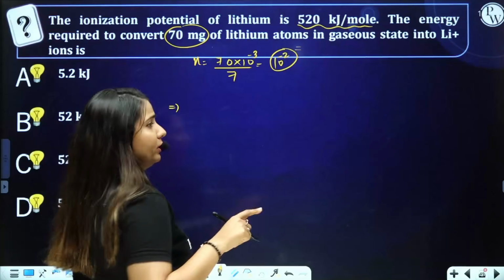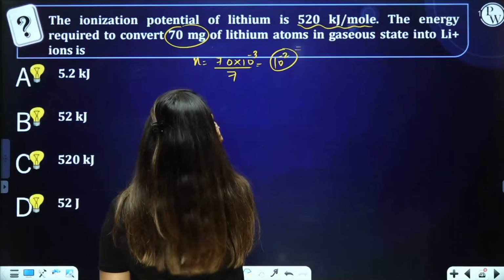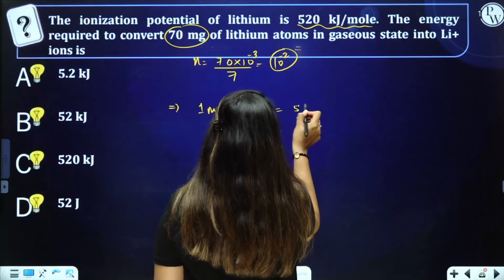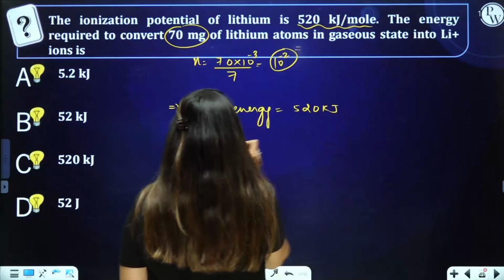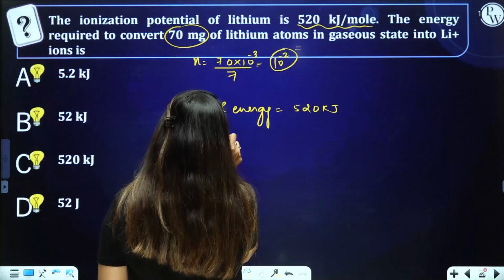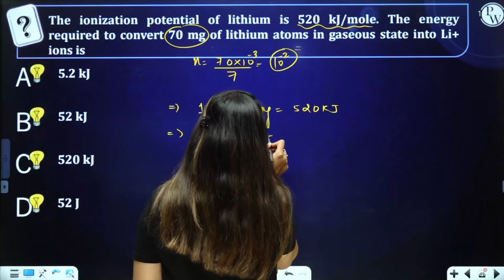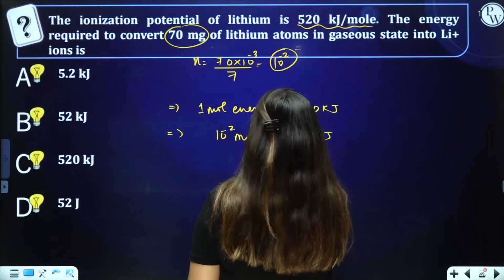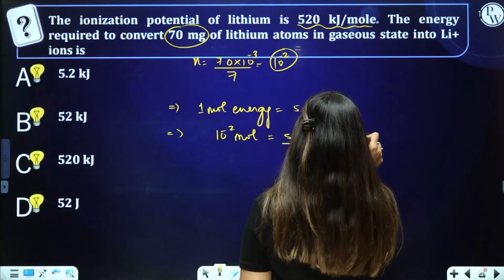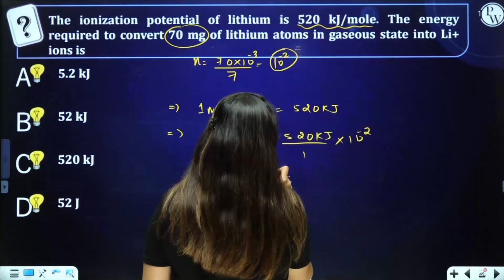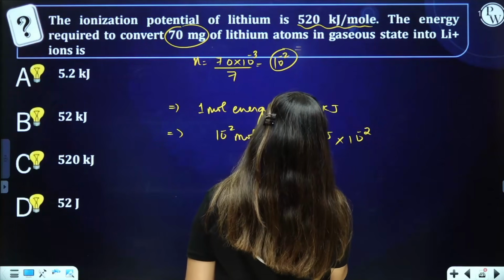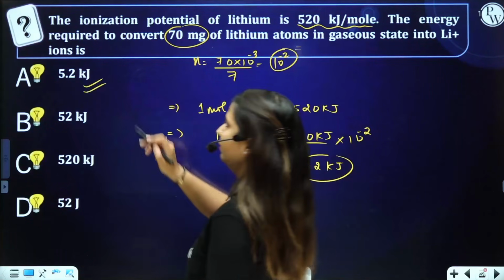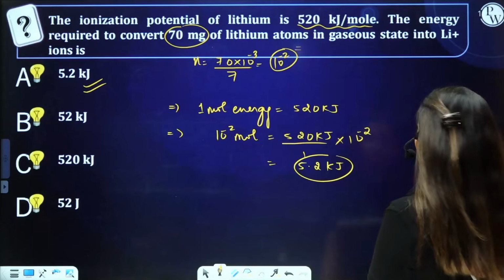Okay, if it is written per mole, that is for 1 mole. So for 1 mole, the energy you have to use is 520 kilojoule, and for the 10 to the power minus 2 mole, the energy will be 520 kilojoule divided by 1 into 10 to the power minus 2. The answer is in kilojoule, so just take it as 5.2 kilojoule. So the answer will be option first, right? So this is how you have to solve this question.